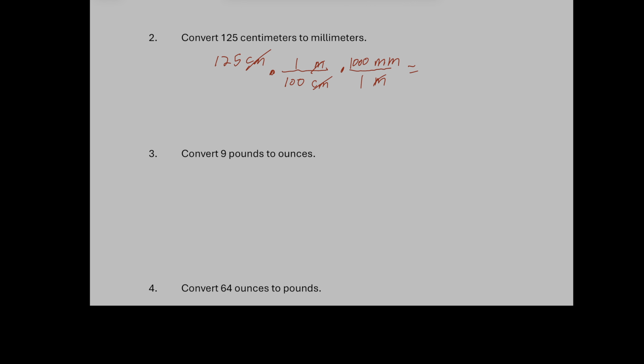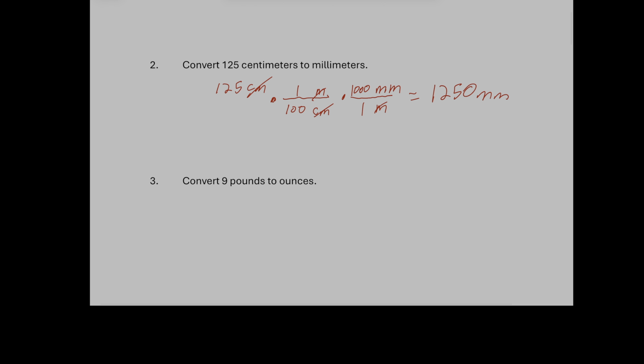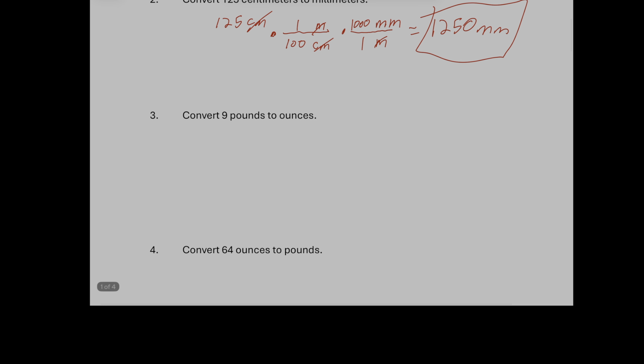Now you just start multiplying away. If you notice, what we're really doing is multiplying by 10, but I'll put it all in the calculator just so we all see that it's right. 125 times 1,000 gives you 125,000, and then we divide that by 100, and our answer is 1250 millimeters. Just to check our answer key, 1250 millimeters. I keep wanting to say milliliters. Sorry about that. So there's one way to do it.